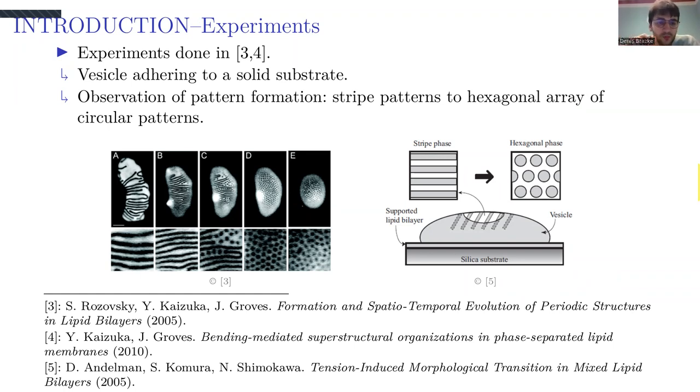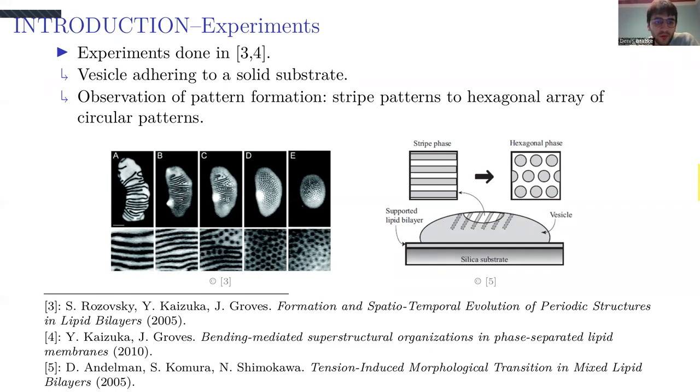So basically two phases. As you see from A, B, C, D, E, there is a time evolution, and you go from these very thin, fine-scale stripe patterns to these hexagonal arrays of circular patterns. Below, where my mouse is now, you have the stripe patterns, and they evolve to these hexagonal patches of circular domains. What we believe is responsible for this pattern formation are mechanochemical interactions between the membrane and the chemicals involved.